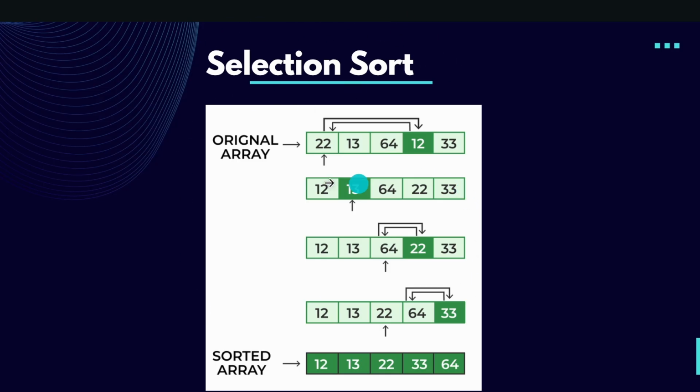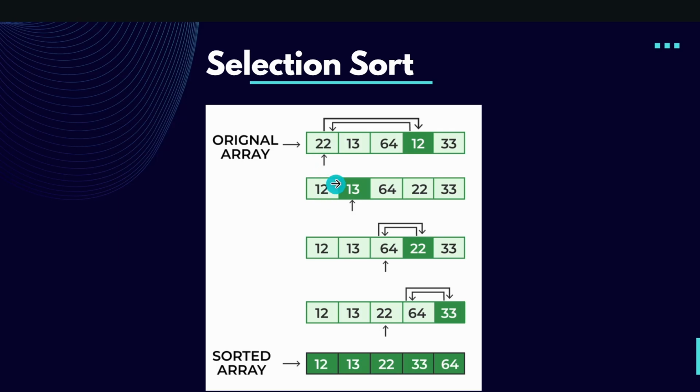But you see, this is the original array. Suppose you have elements like 22, 13, 64, 12, 33. You want to make this array sorted to this format. So how can you do that? In this whole array, you can check where the smallest element is. So the smallest element is 12. So you can take the smallest element of this array and swap with the first element. Understood? Swap with the first element.